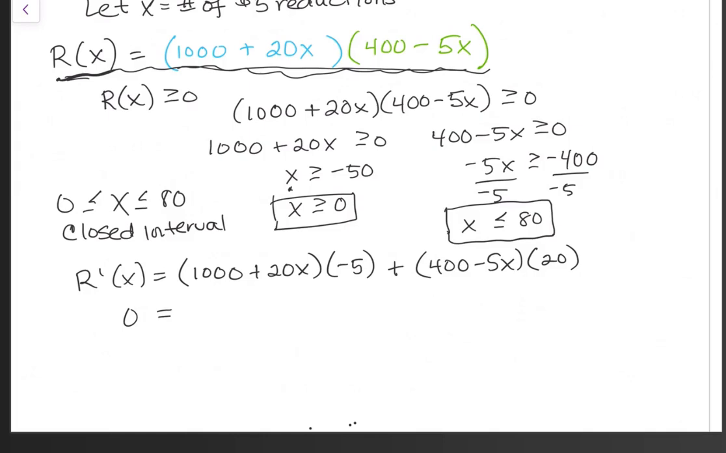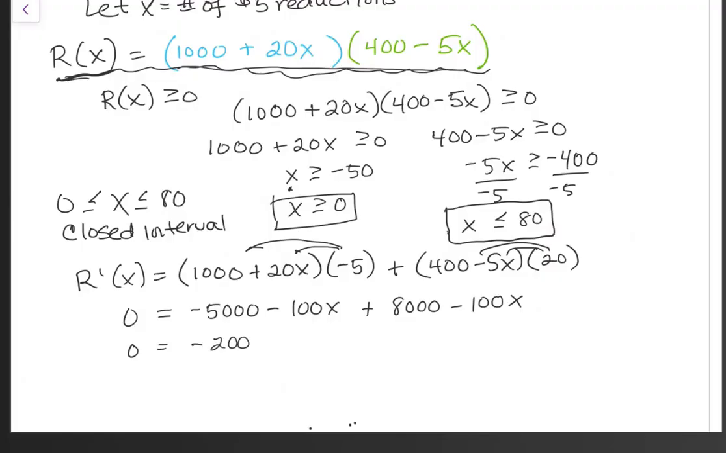And now to find the critical value, I have to set that derivative equal to 0 and solve for x. So I'm going to set it equal to 0, and I'm also going to clear my parentheses. I'm going to distribute this -5, which would give me -5,000 minus 100x. And here I'm going to distribute the 20, so that would give me plus 8,000 minus 100x. Combining like terms, I'm going to have -200x plus 3,000. Then subtracting the 3,000 and dividing by 200, I get x is equal to 15.